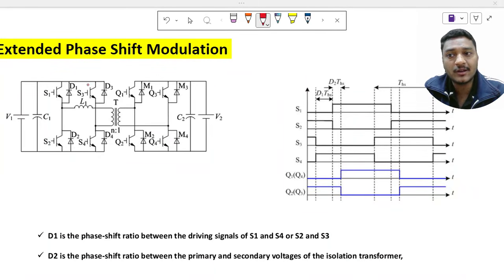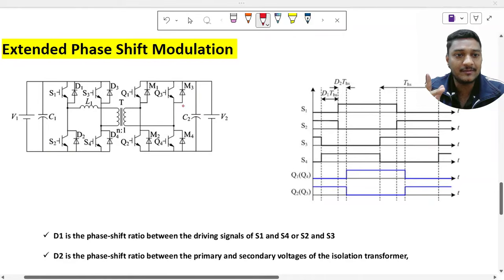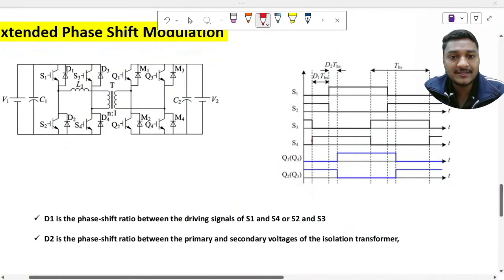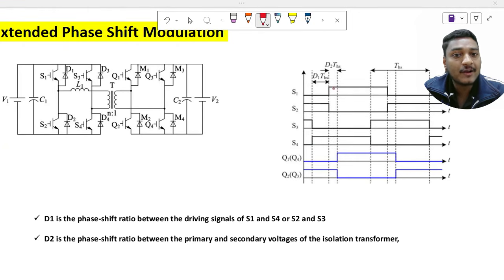But here we are talking about the extended phase shift. So what I am saying is that S1 and S4 I am not going to turn on at the same time. So how is the sequence? Just observe the waveform. I have turned on S4 here, and after some time I turn on S1. Then for a particular duration S1 and S4 are both on, and then S4 is turned off, but for some duration S1 is still on, and then it is 0.